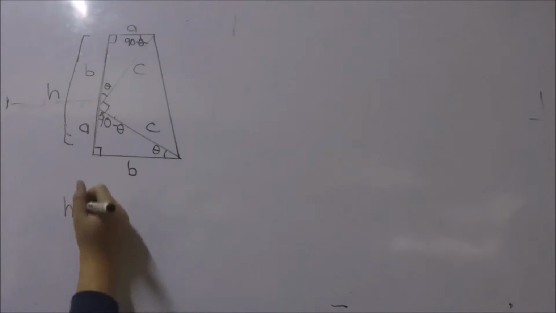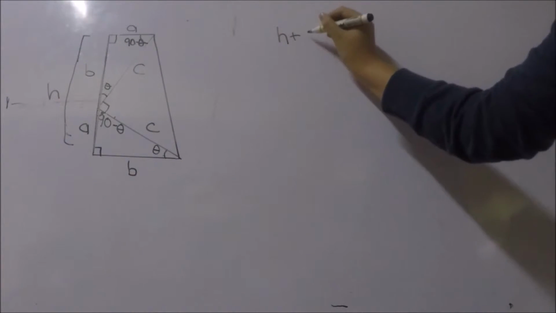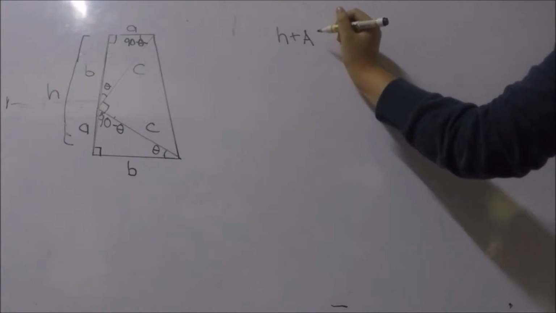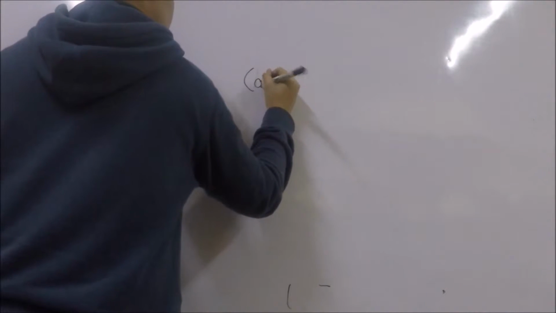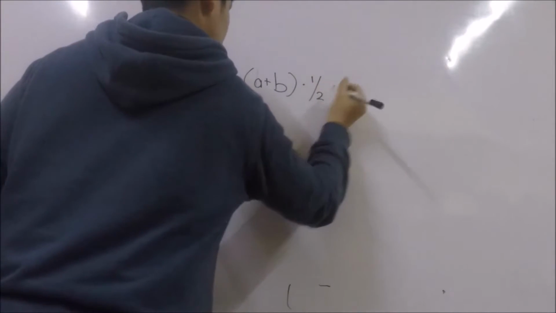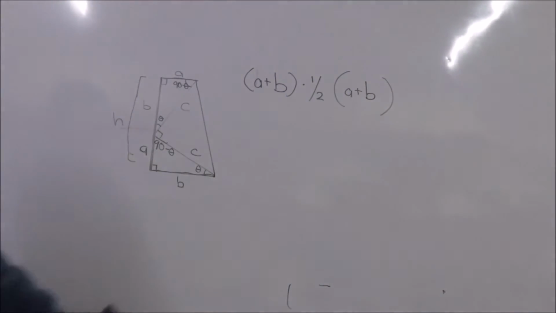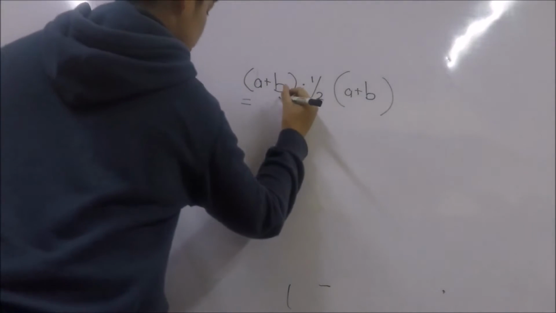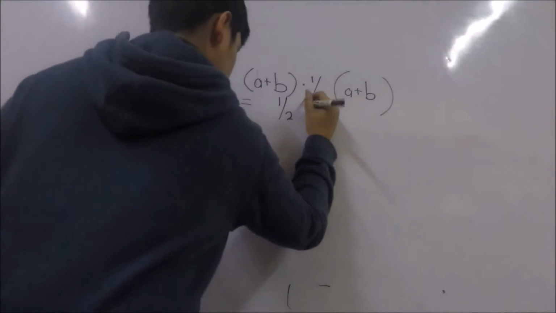So let's try it as a normal trapezoid without its components. For this example, the height is needed to find the area. In this example, the height is a plus b. It will be a plus b times the average of the upper and bottom base. So it will be 1/2 times a plus b. Then let's think now about the area using its components.